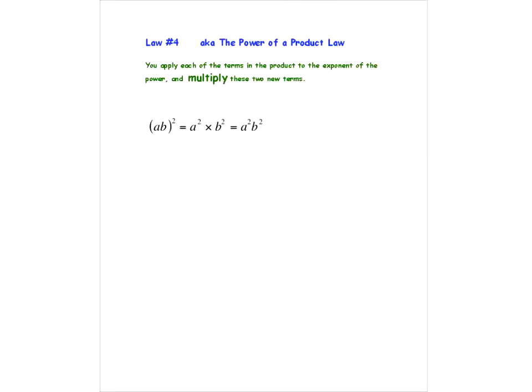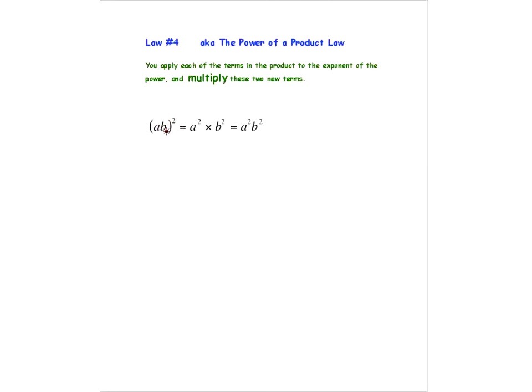The next law is called the power of a product law. Okay, so why is it called that? Well, first of all, you apply each of the terms in the product to the exponent of the power and multiply these 2 new terms. So we apply the exponent to each of the terms. So a gets squared and b gets squared, right? And so then the answer is a squared b squared. Okay, so that's the power of a product law.